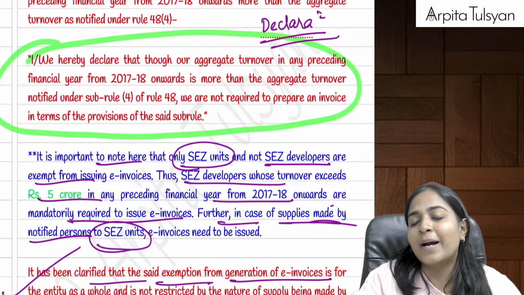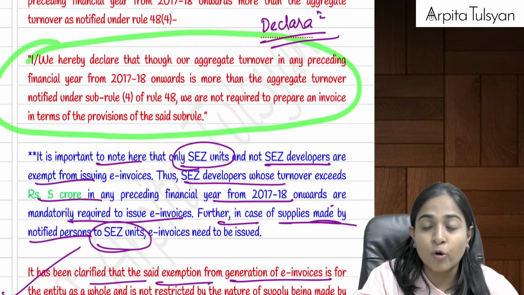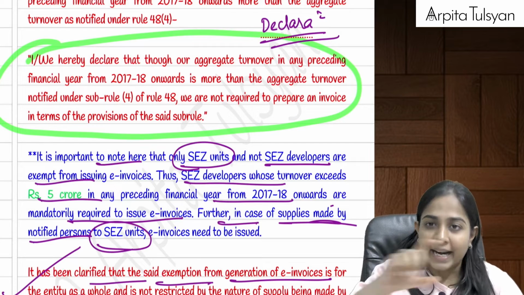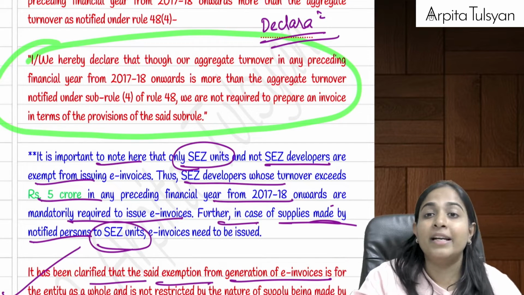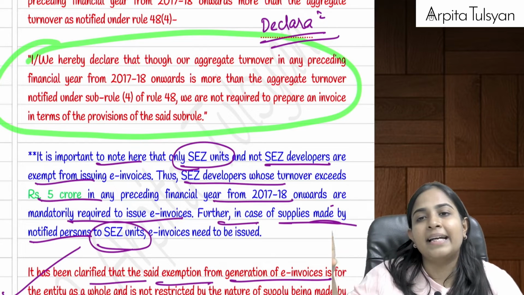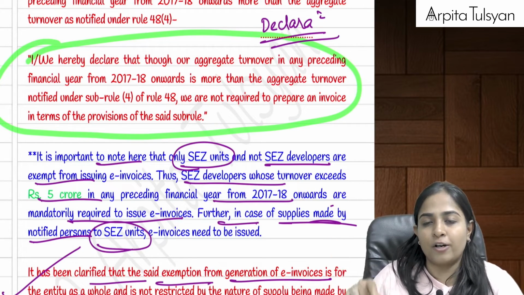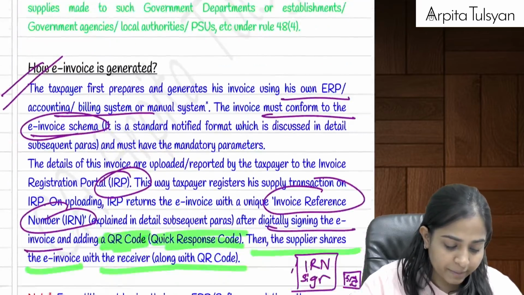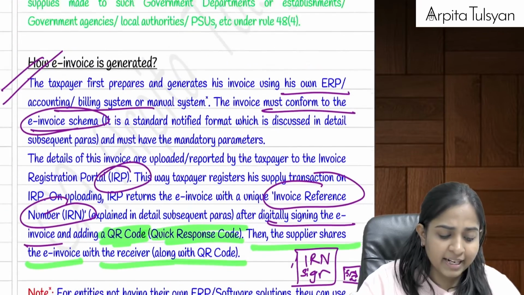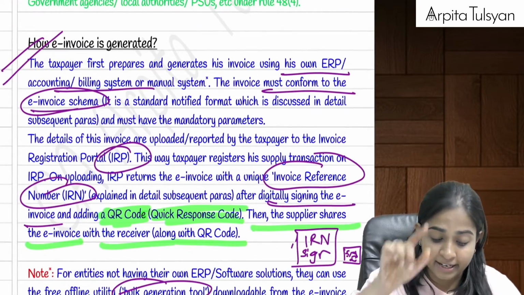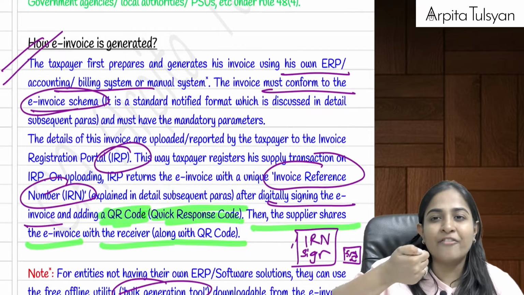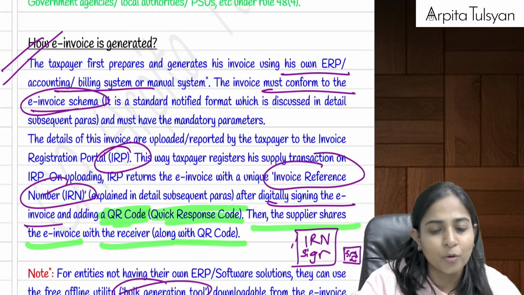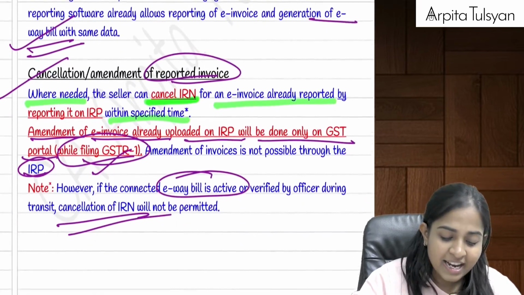So in this case, the banking company is not required to issue any e-invoice because it is specifically exempted, and it will have to give a declaration in its invoice that even though its aggregate turnover exceeds rupees 5 crore for issue of e-invoice, still it is totally exempted from the requirement of e-invoicing, right? Acha. Then after that, I told you when this e-invoice is generated, there will be a QR code also. So if any officer wants to check the particulars of that e-invoice, he can simply scan that QR code and he will get all the details about the e-invoice there.